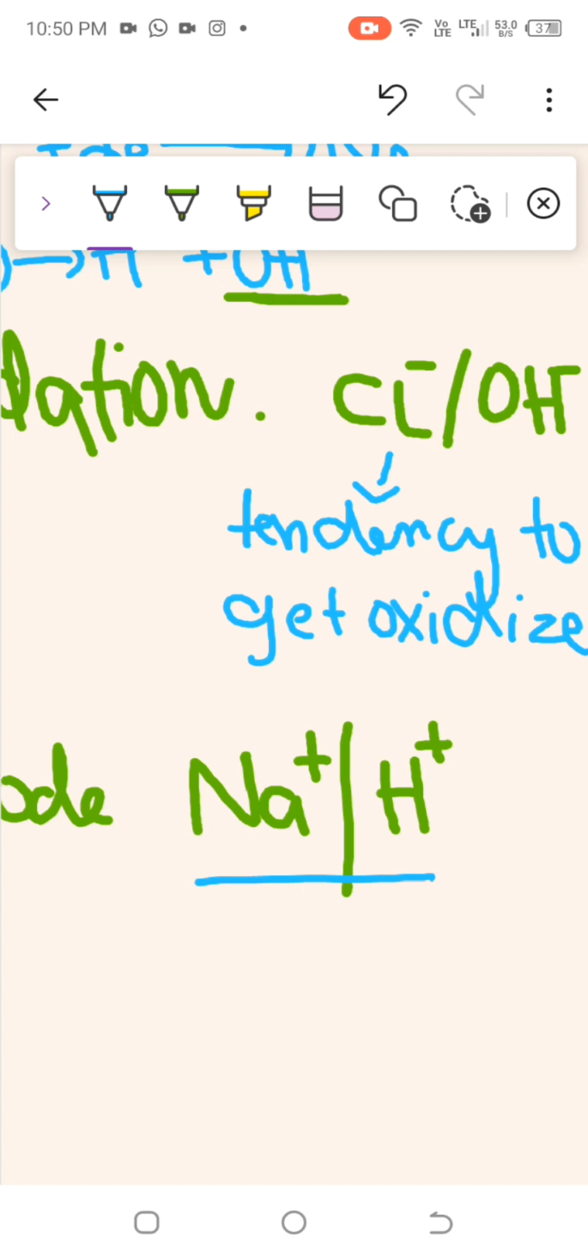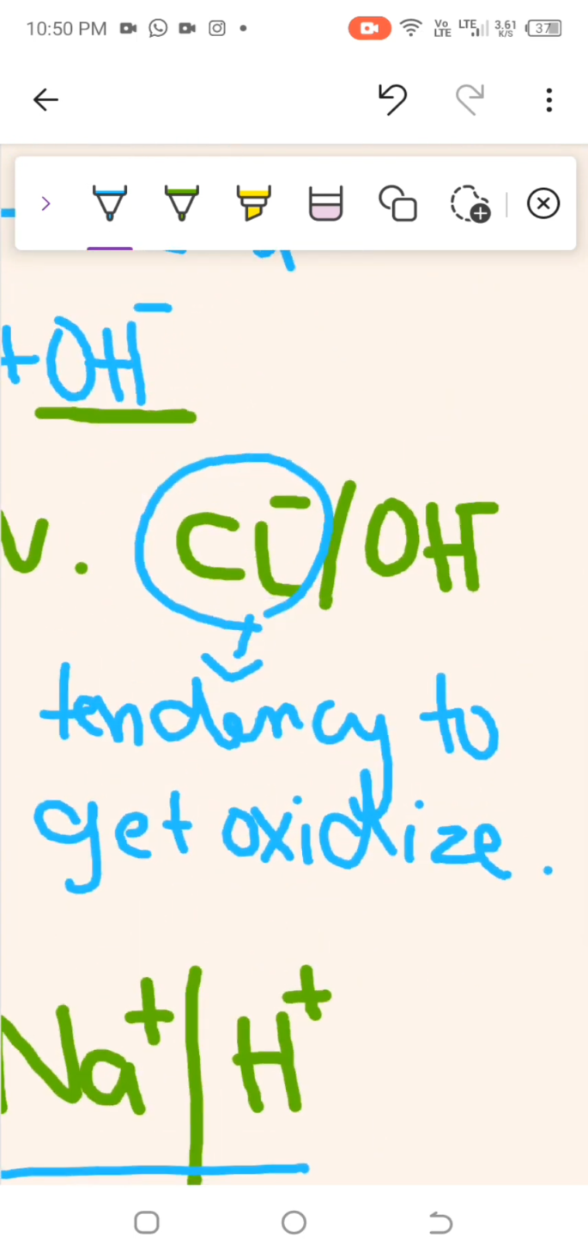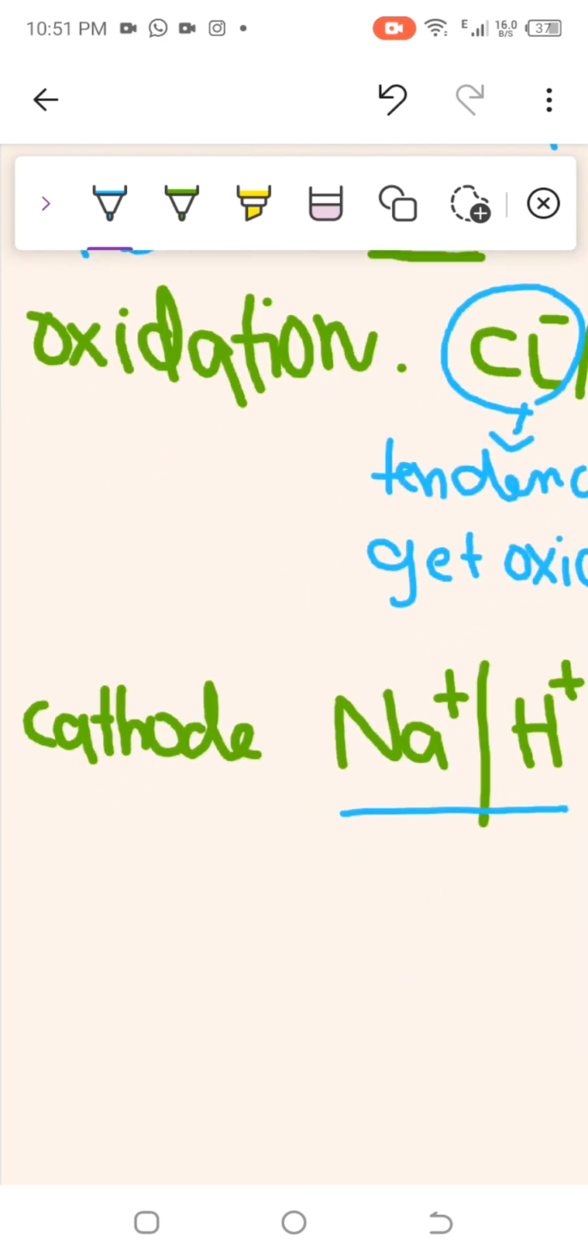Now remember, as per the series, chlorine has more tendency to oxidize. This is related to the reduction potential or electrochemical series, which we will discuss in the next video. So chlorine has more tendency to oxidize, so here chlorine will be oxidized.